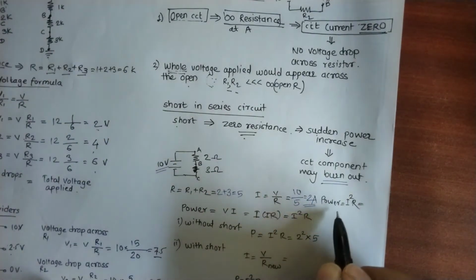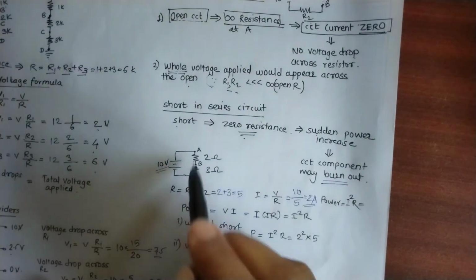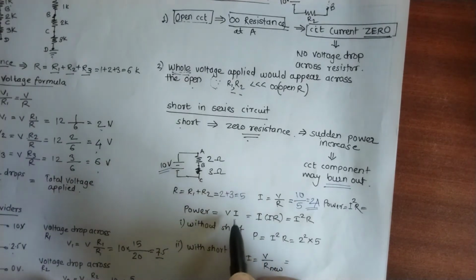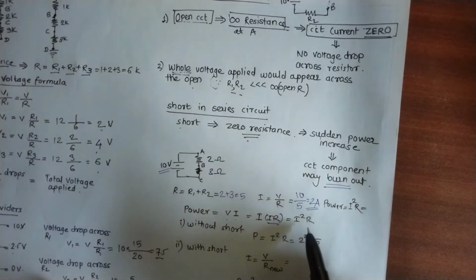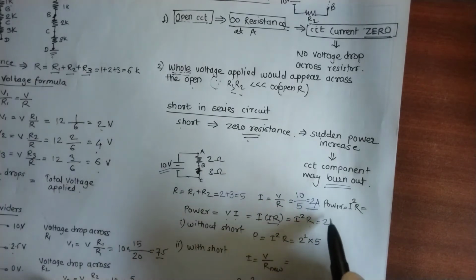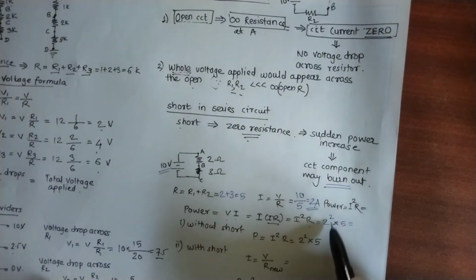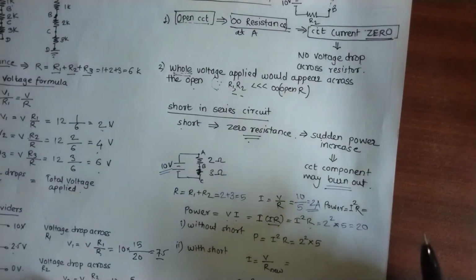Next we have to find the power in such a circuit. Power is V into I, right? V can be written as I into R, so what will it become? I square into R. What is I here? 2 square into R, which is 5. So total power is 4 into 5, which is 20, right?